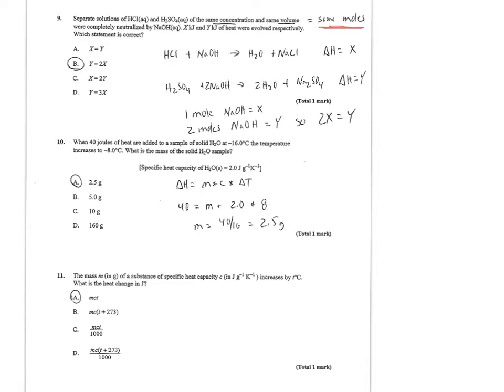Number 10: when 40 joules of heat are added to a sample of solid H2O at minus 16 degrees, the temperature increases to minus 8. So we have a temperature change of 8. What's the mass of the solid sample?